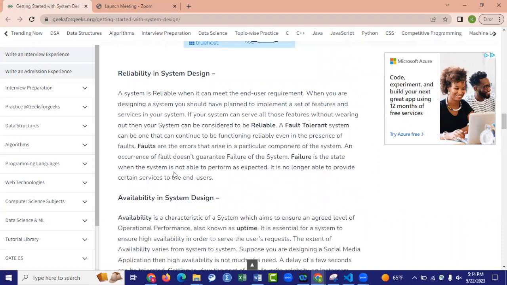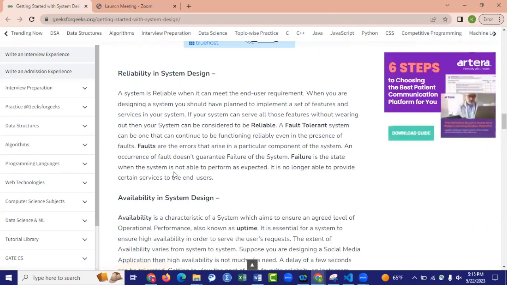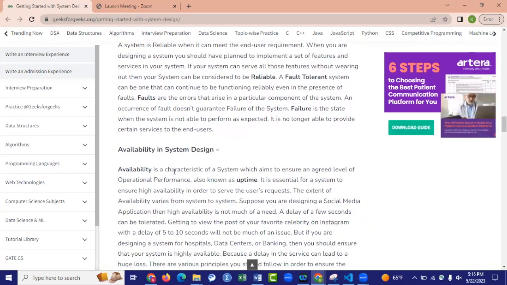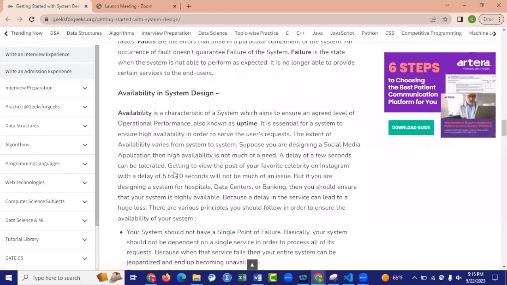So when you are designing a system, you should have planned to implement the set of features and services in your system. If you have all these features without wearing out, then your system is considered as reliable. Also, it is a fault tolerant system, which is capable of handling all the faults and failures that are happening in the system.